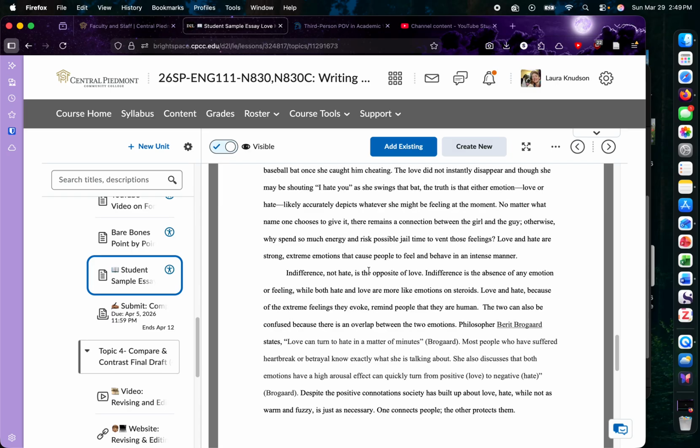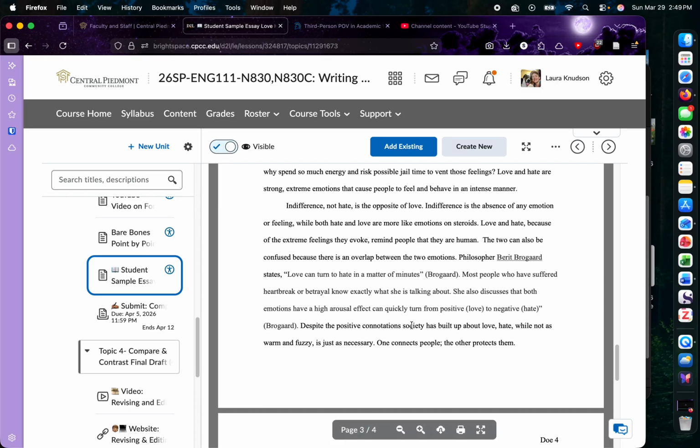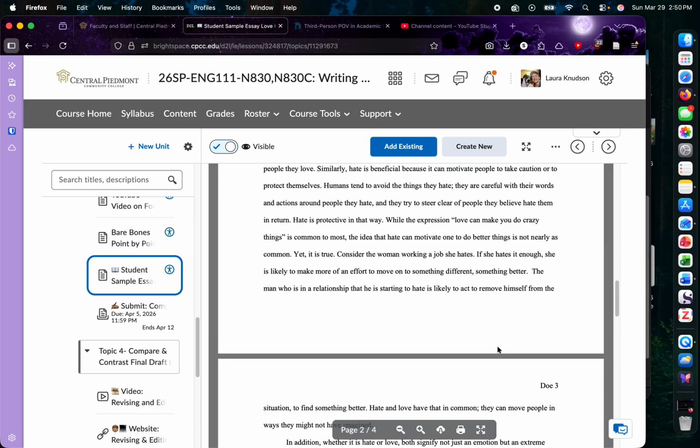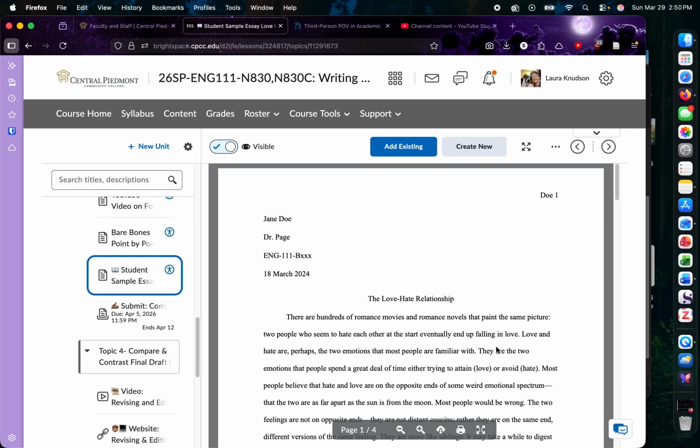And then down here at the very end, we have our conclusion, where we restate basically what we've talked about, but in new words, and then we close it out with a really great final line. One connects people, the other protects them. I just think that's a really great ending to that essay. So please read through this whole thing. You'll see as you do, the organization comes through as being really good.